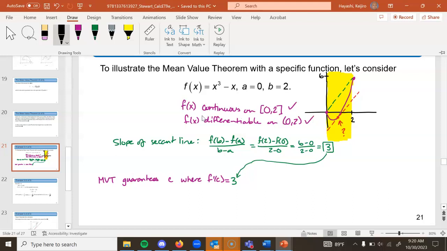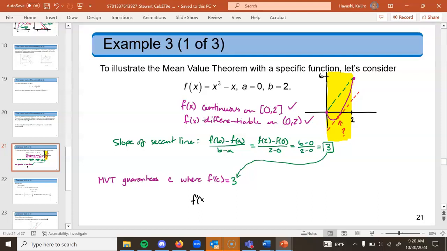But you do this the exact same way. Just instead of setting it equal to 0, you set it equal to 3 instead, and then solve for that value of x. So f prime of x is equal to 3x squared minus 1. And you set that equal to 3. From this, you can add 1 to both sides and get 3x squared equals 4. Divide by 3, get x squared equals 4/3. Then take the square root to get x equals plus or minus 2 over square root of 3.